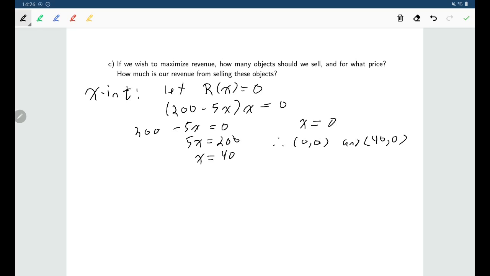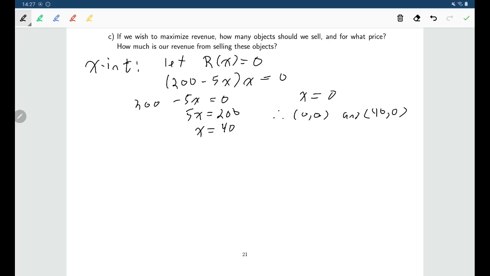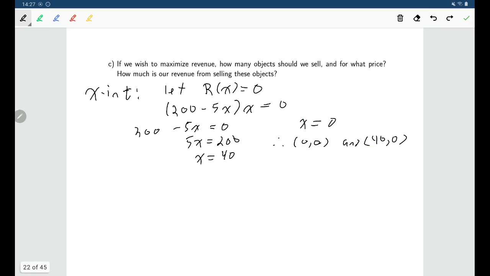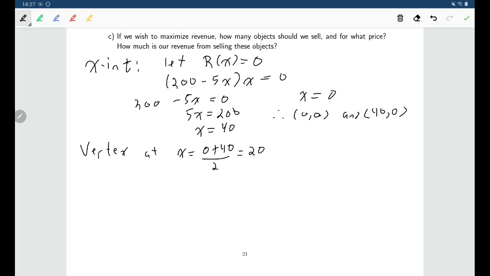Now, the thing that we know, of course, is if we have two x-intercepts, the x-coordinate for the vertex should be right in the middle. So if our x-intercepts were at 0 and at 40, then the vertex should be right in the middle, where x is 20. And once we know the x-coordinate for the vertex, we can find the y-coordinate for the vertex by putting the x value into our function.